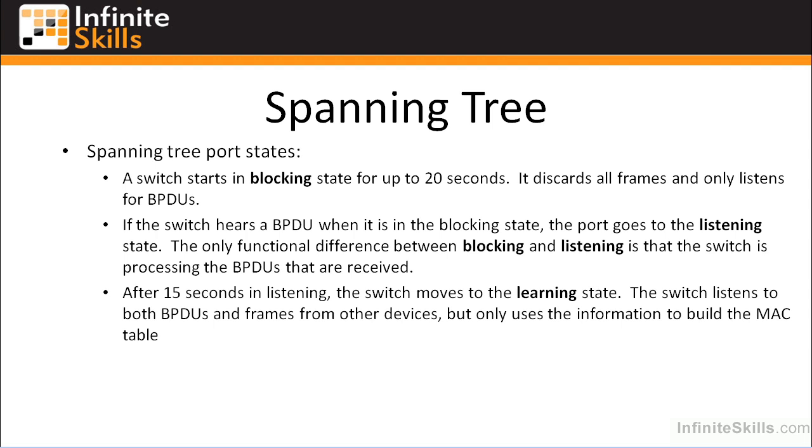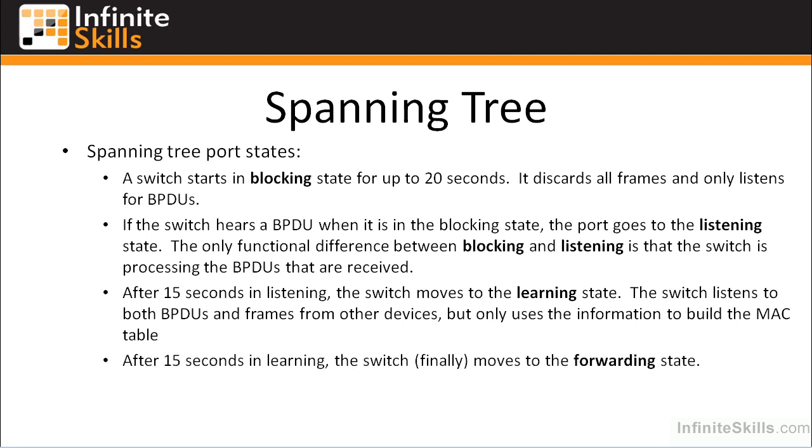The switch listens to both BPDUs and frames from the other devices, but it only uses that information to build the MAC table in that switch. It essentially uses the learning state to determine, is there a loop in the network? Am I learning MAC addresses on multiple ports? And if so, then I just need to turn this port off because there's obviously a loop and I don't want there to be a loop in the network. That's my whole purpose in life, to prevent loops. So it sits in the learning state for 15 seconds, and after 15 seconds in the learning state, the switch finally moves into the forwarding state.